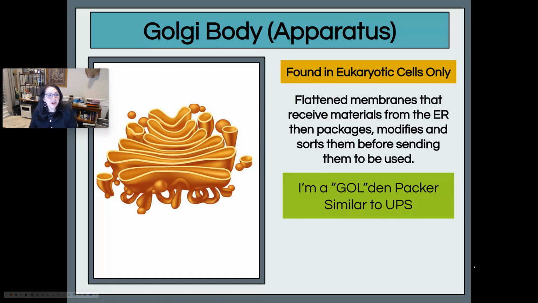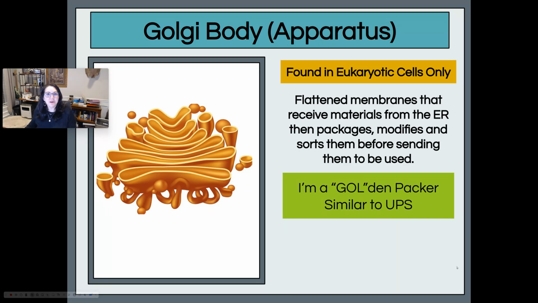In any case, when materials come in here, these chemicals and materials are going to be sent to the Golgi body, and they're going to be modified and changed. They're going to be sorted. They're going to be packed up, and then they're going to be sent where they need to go. And so we call this the golgi packer, kind of like UPS.